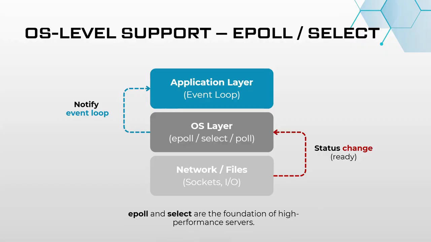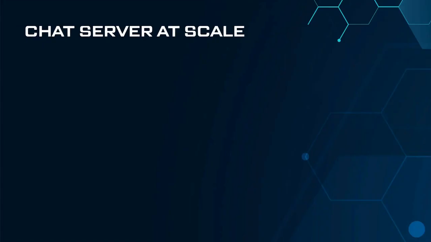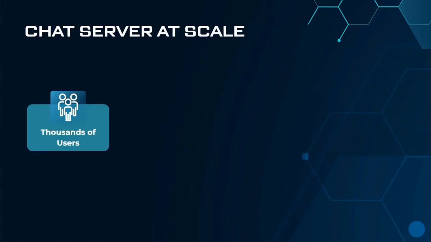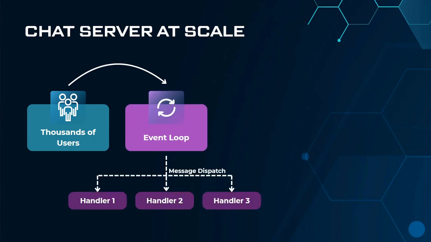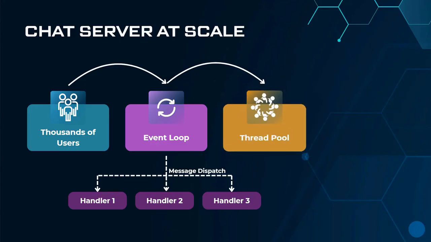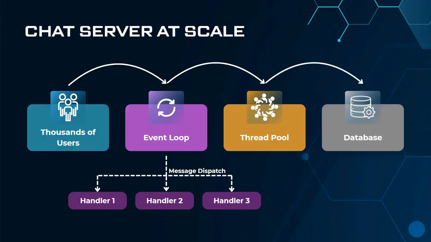Let's see this in action with a chat server handling thousands of users. Every user's messages are processed asynchronously without a separate thread per user. The event loop dispatches these messages to the right handlers. Heavy operations like saving the chat are handled by a thread pool in the background. The result? A single server can manage thousands of simultaneous conversations smoothly.